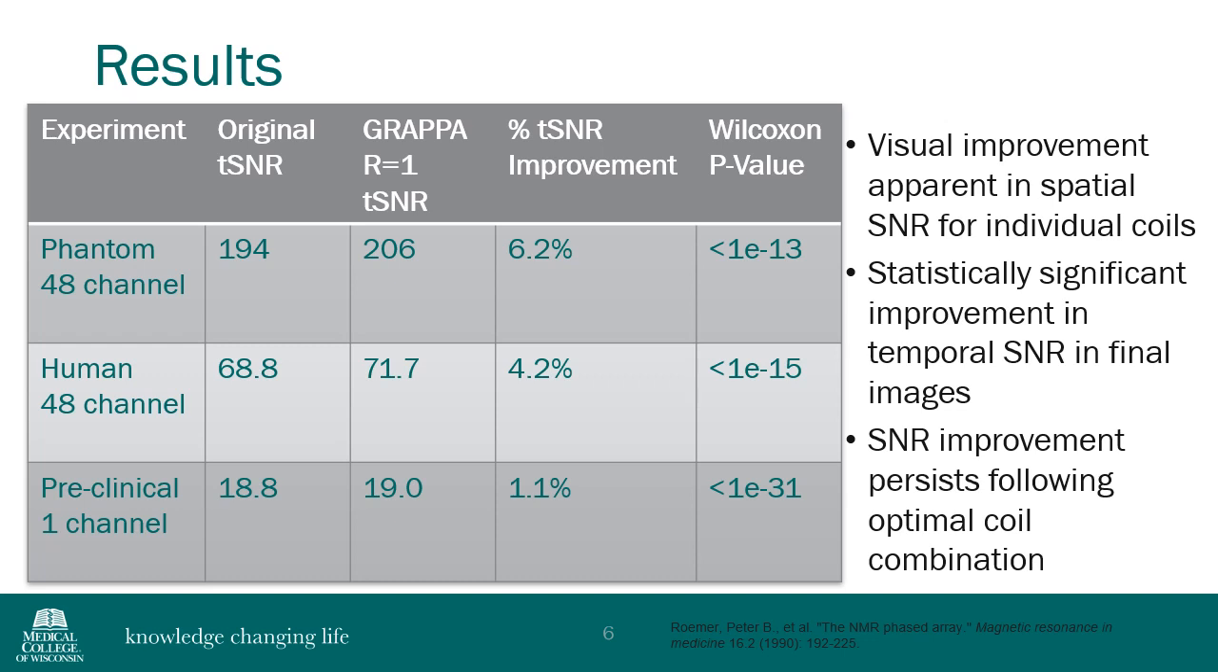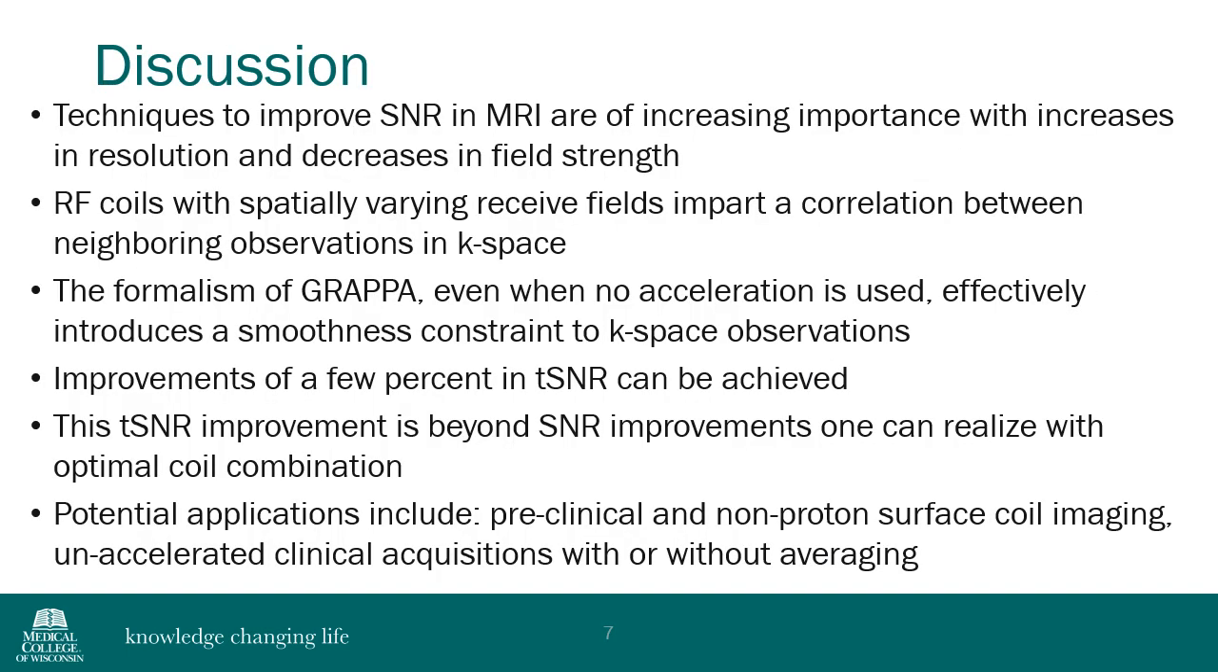Higher SNR improvements were observed in the 48-channel coil, likely a result of the improved modeling associated with having more coils for kernel estimation. It is important to note that this TSNR improvement was beyond the SNR improvement that one can achieve with a sensitivity-based optimal coil combination. As resolution increases and applications for low-field imaging grow, techniques to improve signal-to-noise ratio are helpful.